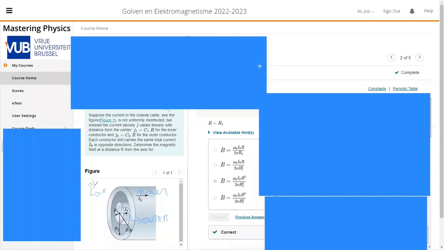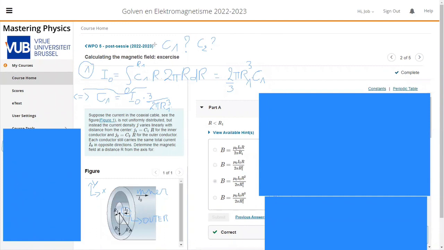Okay, right now we are in the second exercise. So this second exercise being like this. What you have to do is just find C1 and C2. Here is the information about C1 and C2. I will use another color. So C1 and C2 are found with this equation and this equation. So G1 is basically the inner one, and then you have the second equation.